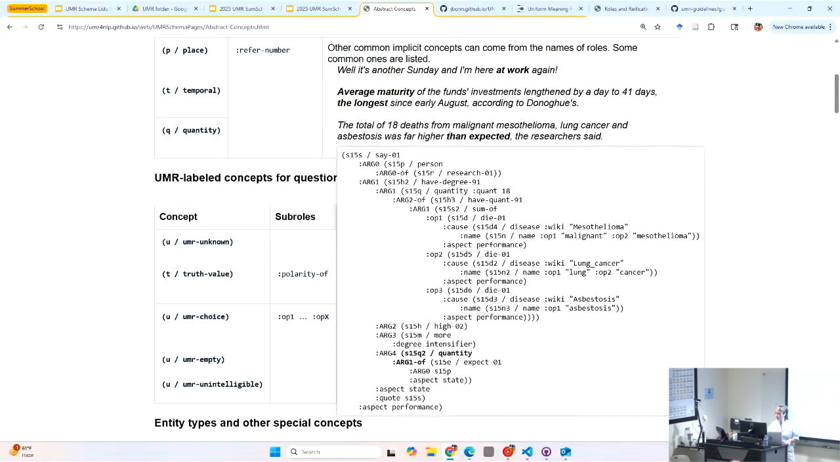Yeah, so there's an example of quantity. This is from the UMR 2.0 release. A number that was higher than expected.